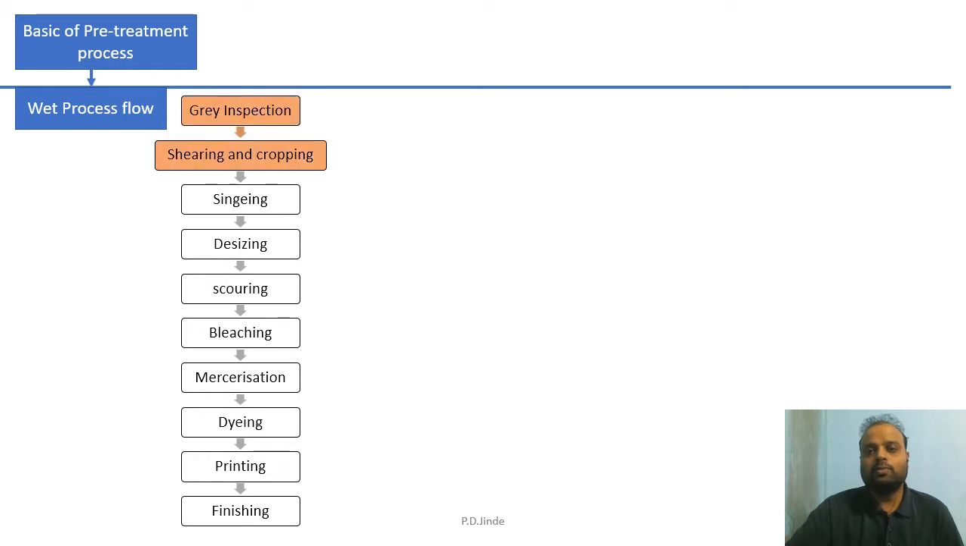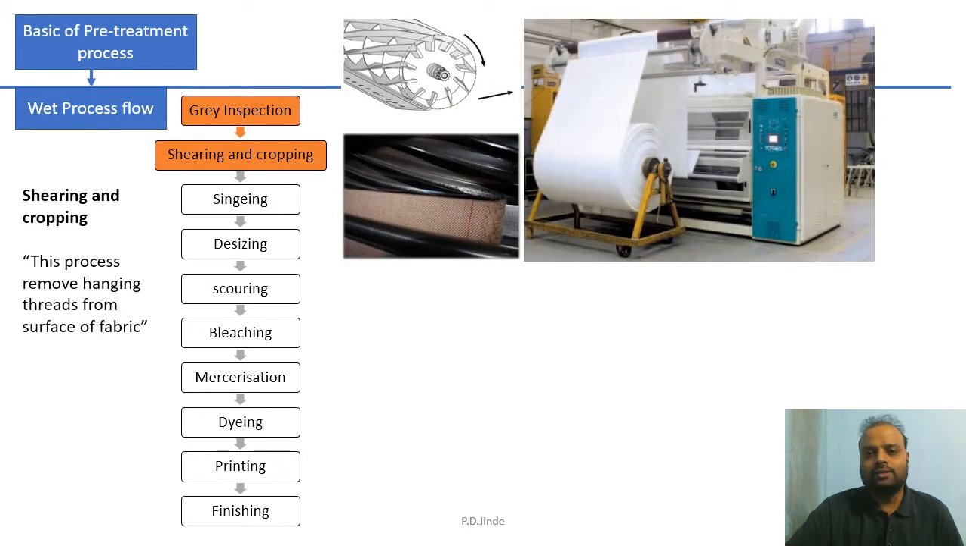In this process, hanging threads are cut from the surface of the fabric. A certain length of yarn is hanging from the surface of the fabric. It needs to be cut properly, and for that, a rotating drum is used that has helical blades mounted on them.